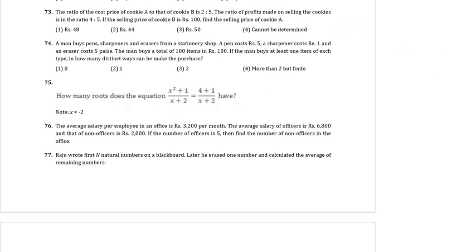Look at question 75. This is something where you definitely need to be careful. A lot of students will make a mistake here. In this equation, they'll first cancel out x plus 2. So they'll end up writing x square plus 1 equal to 4 plus 1. Then they'll cancel out the 1 and say x square equal to 4. So x equal to plus minus 2. Then they'll say that, oh, x is not equal to 2, so x is equal to minus 2. Or x not equal to minus 2, so x equal to 2, that's my answer.